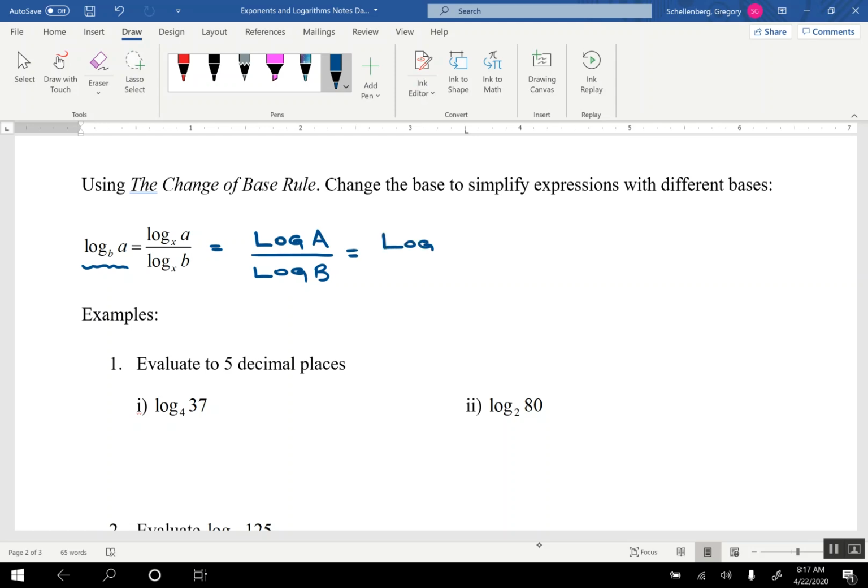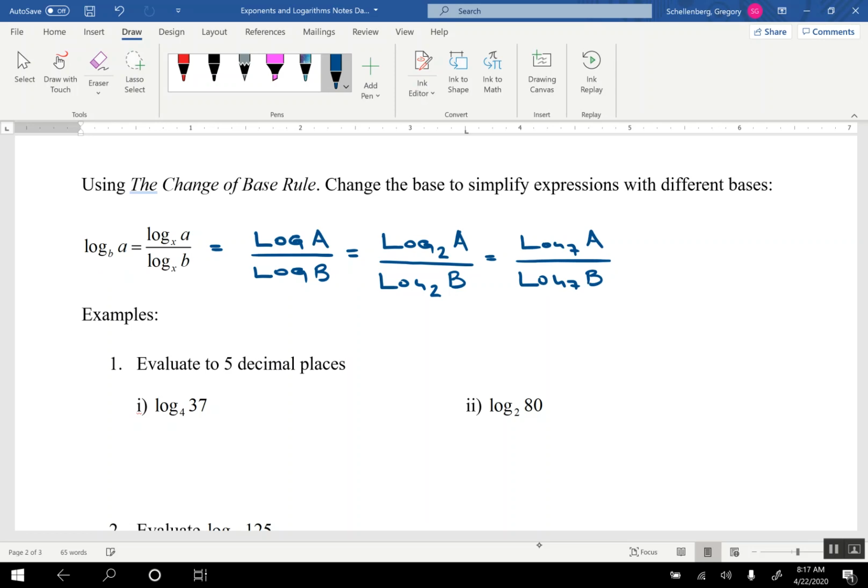So we could rewrite this as log base 2 of a divided by log base 2 of b. We could rewrite this as log base 7 of a divided by log base 7 of b, and all of those expressions are equal to one another.